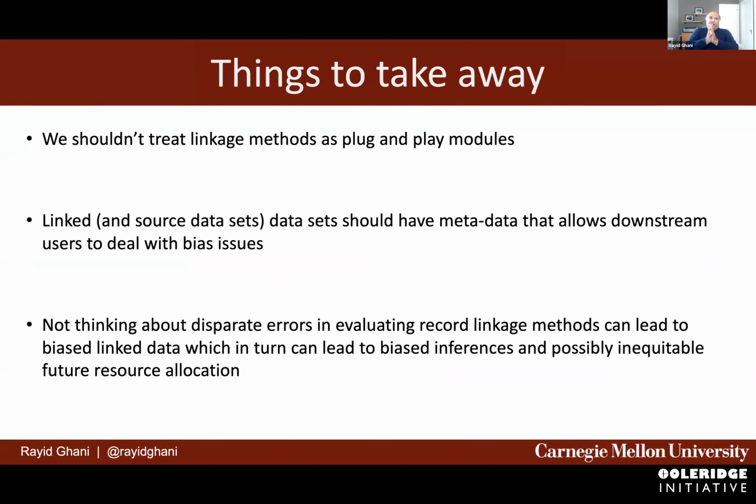And so the takeaway in my mind is, one, we shouldn't treat these methods as plug and play modules that you just use. Linked data sets shouldn't just be put out as they are. They should be put out with metadata that allows downstream users to figure out how to deal with these bias issues. And we should be really careful about thinking through disparate errors rather than overall errors with these methods, when we're comparing them, selecting them and doing evaluations, because the downstream impact can be large, especially for small groups, as we've been talking about all morning.